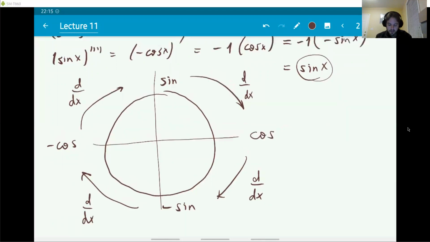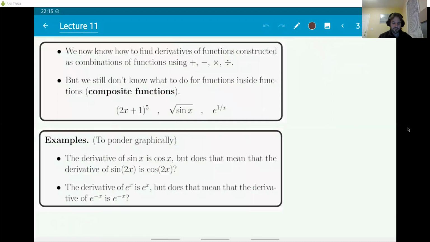All right, but enough of this. Enough of higher order derivatives. There really isn't much to talk about that. We'll return to this topic at the end, but we actually want to talk about the chain rule now. So here's the deal. Now we know how to find derivatives of functions constructed as combinations of other functions, but using the basic operations here: plus, minus, times, and quotients, division. But we actually still don't know how to find derivatives of composite functions, functions inside of functions.